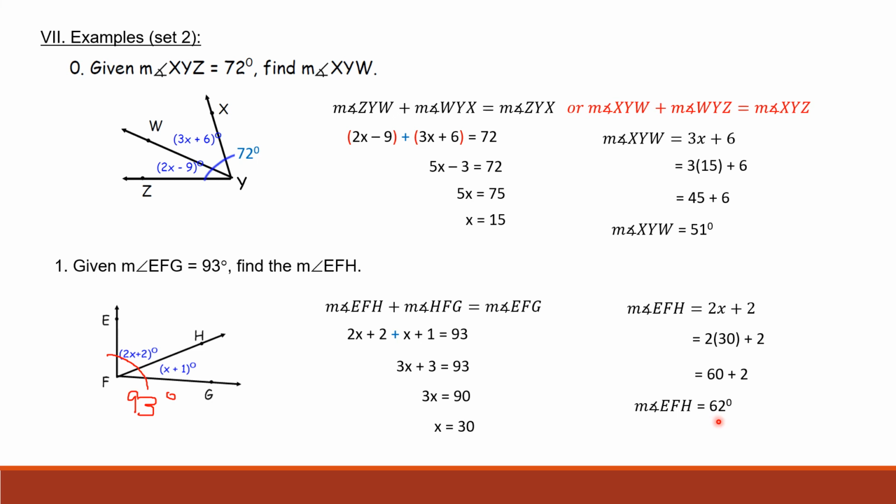You can always double check that, because if x is really supposed to be 30, then wouldn't this lower angle be 31? If the bottom one's 31 and we just said the top one was 62, is that the 93 it's supposed to be? Yeah, so you can always double check your work. Okay, so I'm going to go on to the next example, so if you need to pause, please do so.